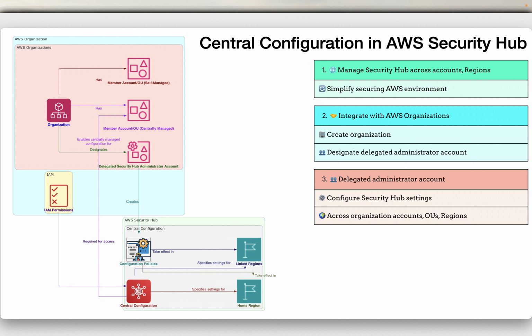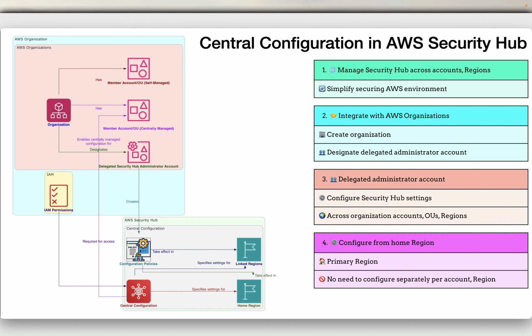From the delegated Security Hub administrator account, you can specify how the Security Hub service, security standards, and security controls are configured in your organization accounts and organizational units (OUs) across regions. You can configure these settings in just a few steps from one primary region, referred to as the home region, which eliminates the need to configure Security Hub separately in each AWS account and region.